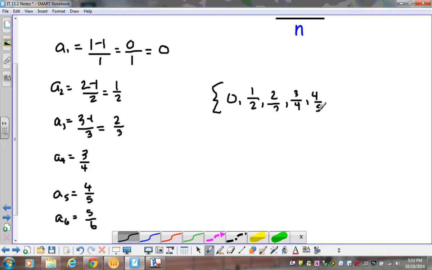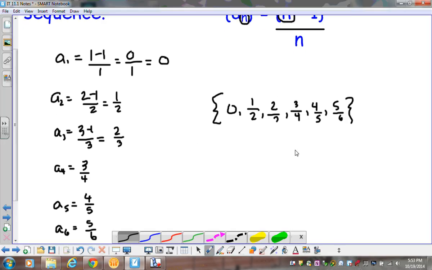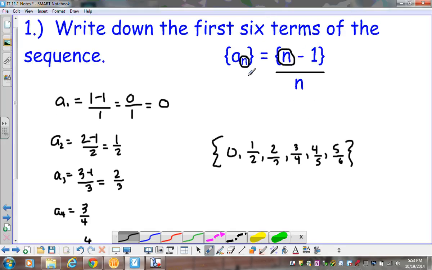4/5, and then 5/6. So those will be my first 6 terms of that sequence. To figure out what term each one is, you just take that term value and plug it in. So if I'm looking for my 12th term, I would plug in a 12 here. Whatever term you're looking for, that's what you plug into your n value. So that's just a very basic sequence.